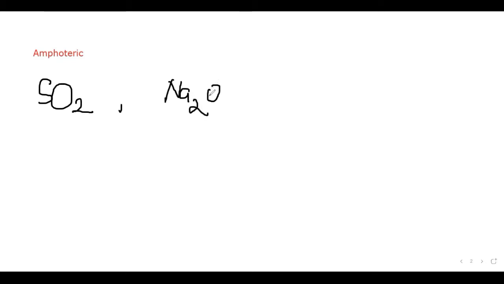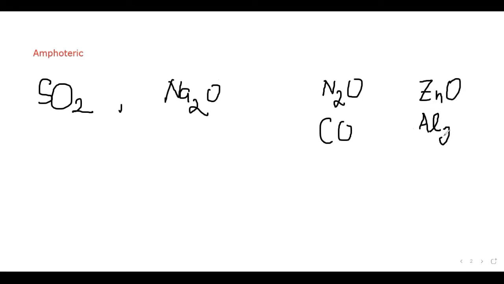And then we also have neutral oxides such as N2O or carbon monoxide. This is neutral. And we also have amphoteric oxide such as zinc oxide, ZnO, and also Al2O3. So I think it's better if we review a little bit about oxide before we go to amphoteric.